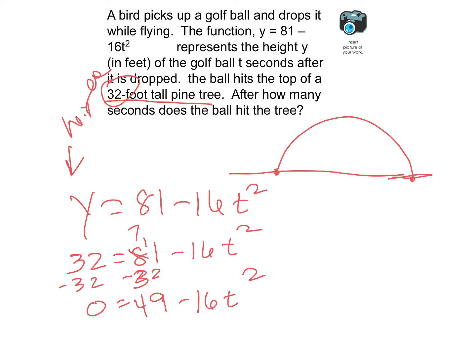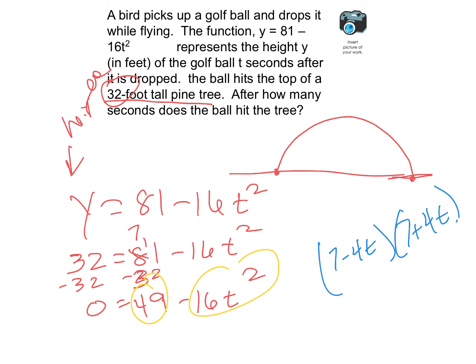Okay, now we have to factor. I have a perfect square. I have a perfect square. So I just have to memorize which way to factor it. So 7 minus 4t times 7 plus 4t. I'm going to check it real quick. 49 plus 28t minus 28t minus 16t squared. Okay, that checks.